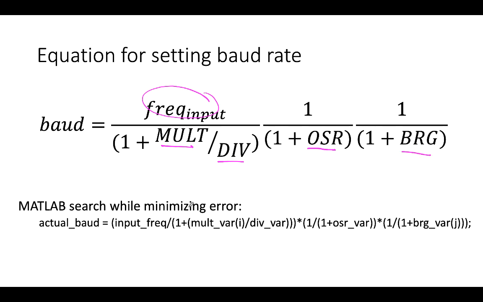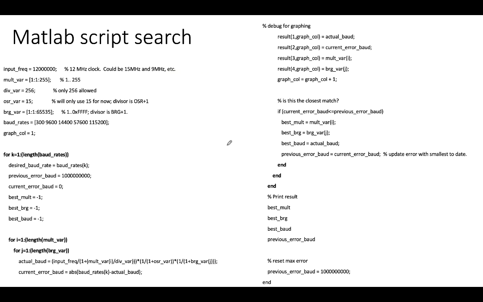Okay. I wrote a MATLAB search script in order to figure out what the actual baud rate would be if I took these variables and popped them all in for different values of input frequency, multiplication, etc. That search script looks like this, where I set 12 megahertz. My multiplication register value is an array. Div is a particular value, my OSR is that, etc., etc. And what I'm trying to do is minimize my error.